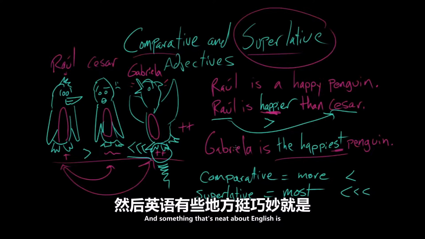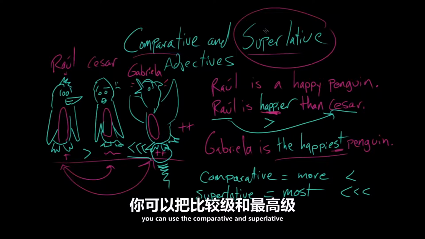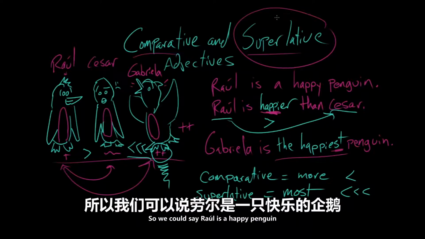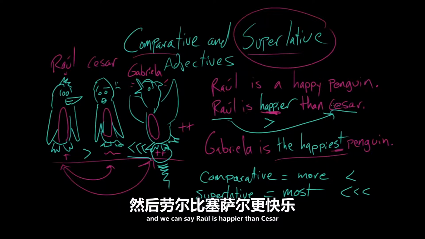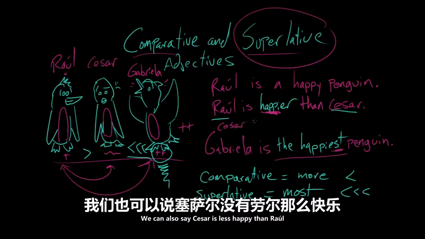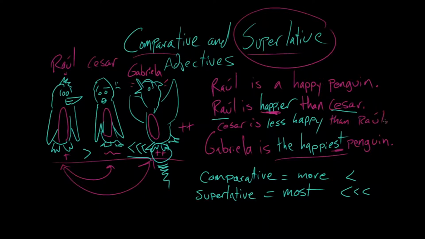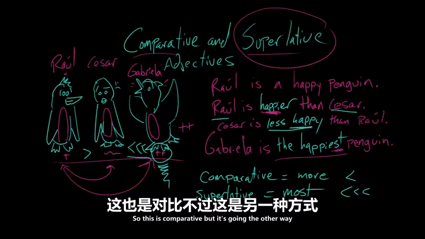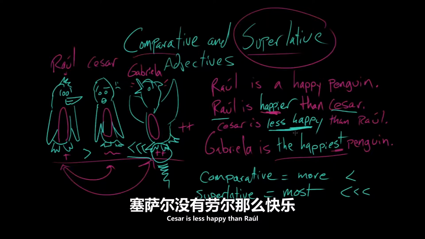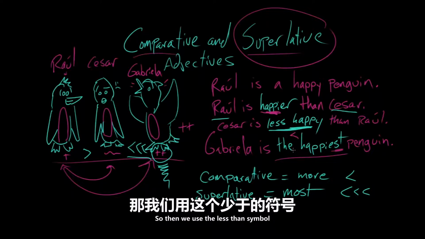And something that's neat about English is you can use the comparative and the superlative for both positive relationships and also negative relationships. So we could say Raoul is a happy penguin. We could say Raoul is happier than Cesar. We can also say Cesar is less happy than Raoul. So this is comparative, but it's going the other way, right? Cesar is less happy than Raoul, so then we'd use the less than symbol.